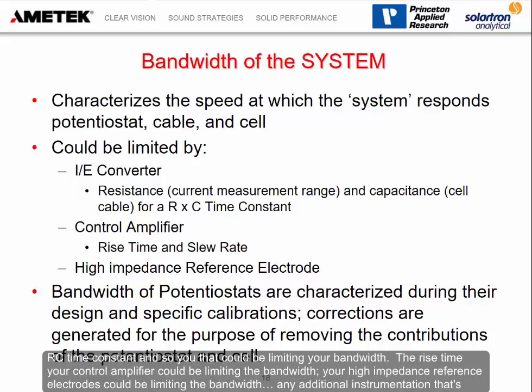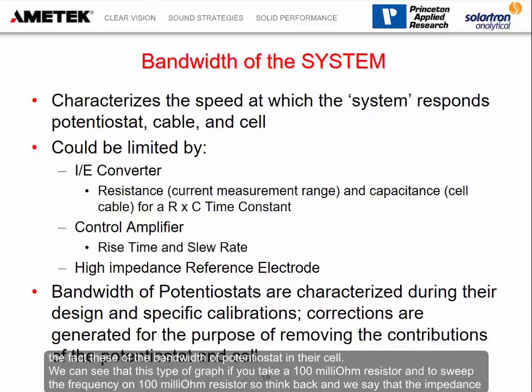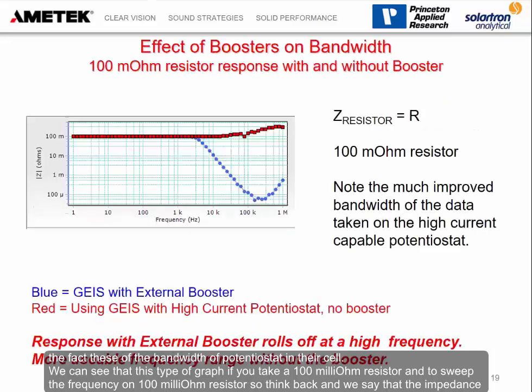The rise time of your control amplifier could be limiting the bandwidth. Your high impedance reference electrodes could be limiting the bandwidth. Any additional instrumentation that's required for these measurements may be limiting the bandwidth. And so what potentiostat manufacturers do is characterize the potentiostat itself and design specific calibrations and corrections to compensate for the bandwidth of potentiostats and their cell.